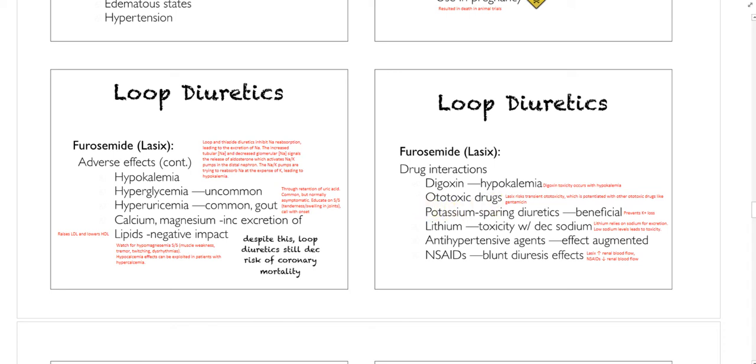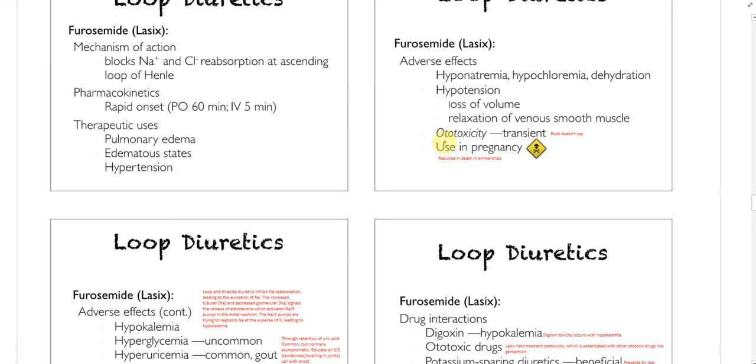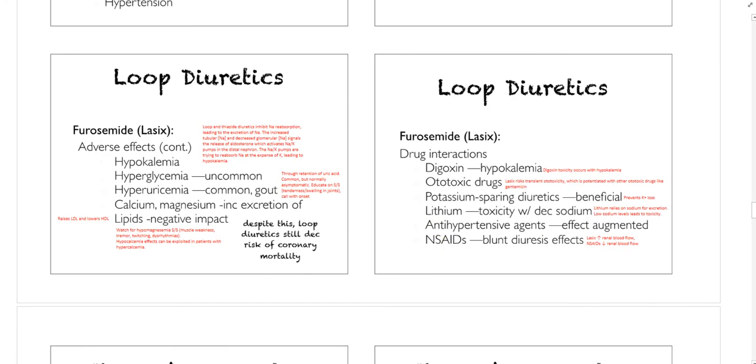Ototoxic drugs are ones that we may want to avoid taking with Lasix, since Lasix does have an ototoxic concern, and taking them together can just compound and potentiate that effect. Potassium-sparing diuretics would be a benefit, since we will have a minimal amount of extra fluid loss from taking that potassium-sparing diuretic, but we will maintain appropriate levels of potassium that way.